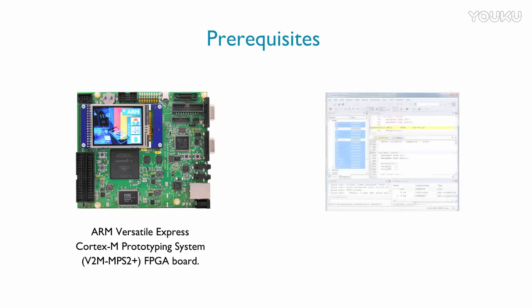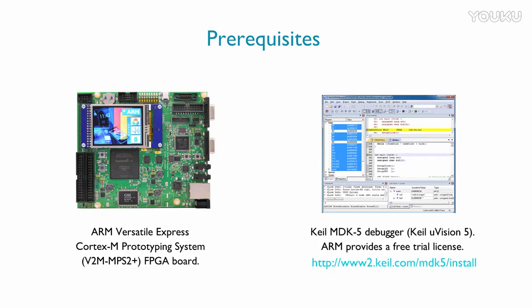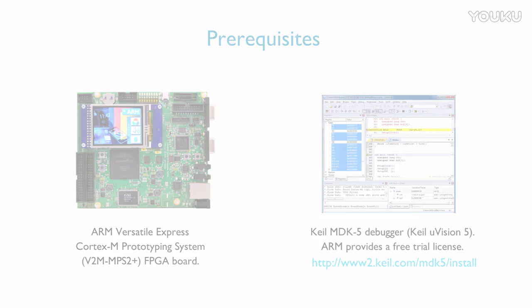You'll also need the Keil MDK5 debugger, also called Keil Microvision. This is available to download from this address here. ARM provides a free license for the tool, and instructions on accessing this license were included in the email that you received after downloading the Designstart package, allowing you to run the full version of the Keil software.